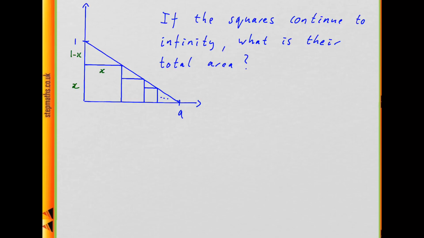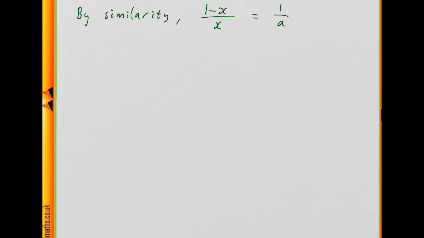So what's the easiest way of doing that? Well, similarity means the ratios between the side lengths are the same. So one way of writing that is saying this side over this side, 1 minus x over x, is the same as this side over this side of the large triangle, which is just 1 over A. And then we want to rearrange that. So how can we rearrange? Well, one way is to do it like this.